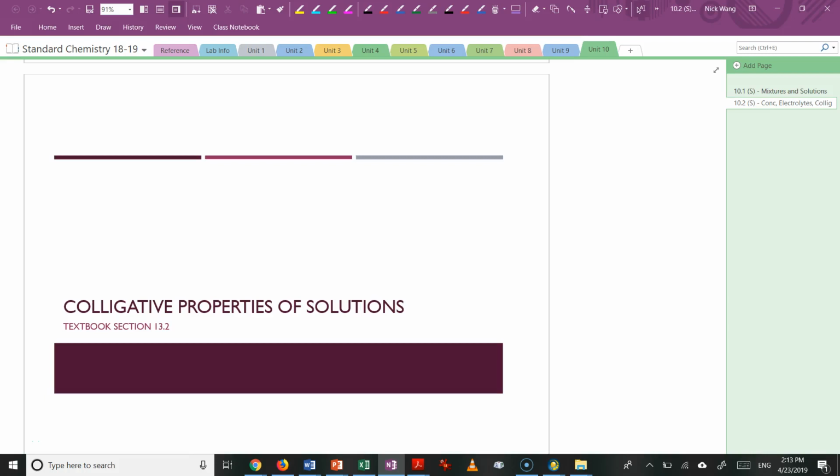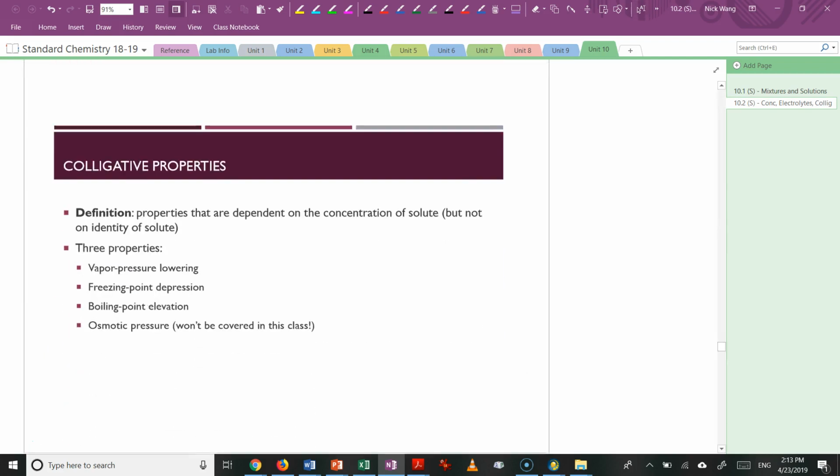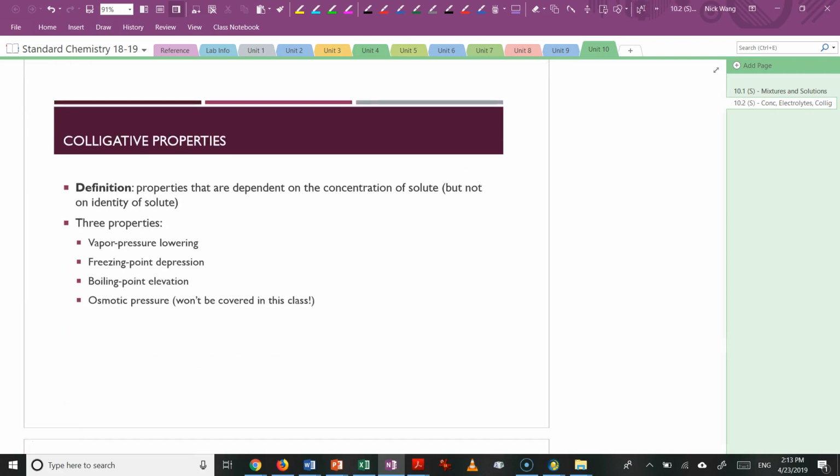This is the last section of our unit here where we talk about something called colligative properties of solutions. Colligative, that word just basically means collections, groups of things. So these are properties of solutions that depend on the number of the particles rather than anything about the identity. So you see this here in this definition.